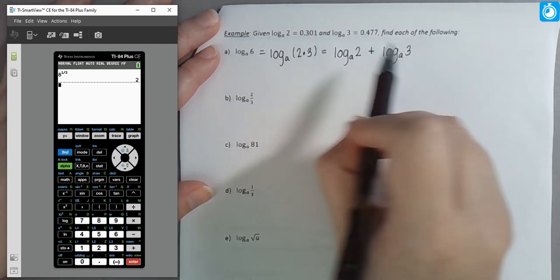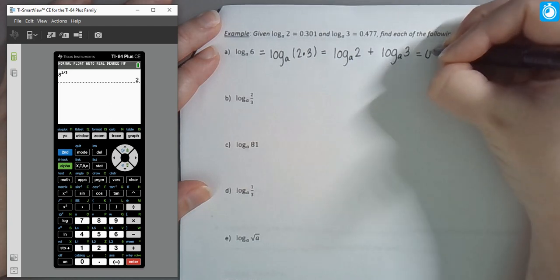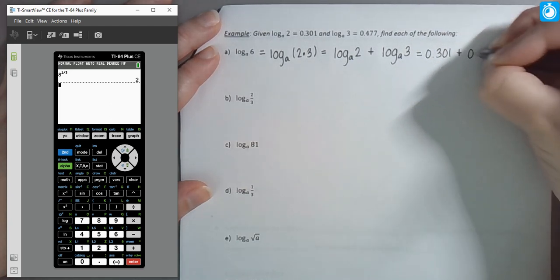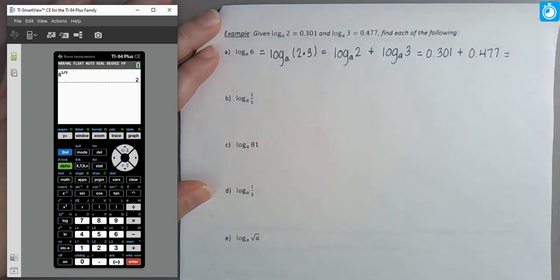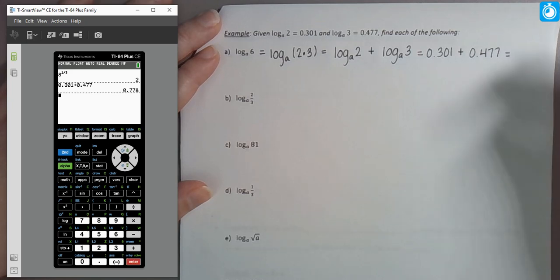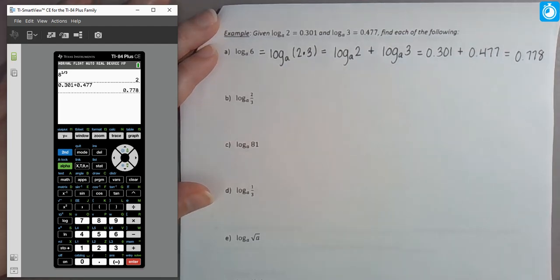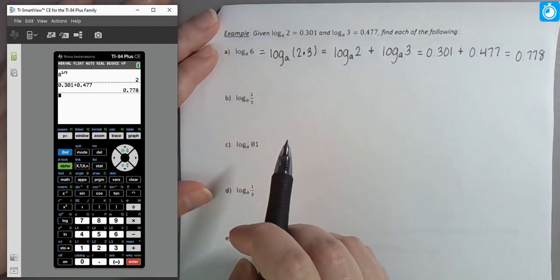These two have given values. So now I can just sub in the values I was given. So that's going to be 0.301 plus 0.477. And I can simplify that in the calculator. So 0.301 plus 0.477, and that's going to give me 0.778. So that is going to be the value of my logarithm based on the logarithms I was given.